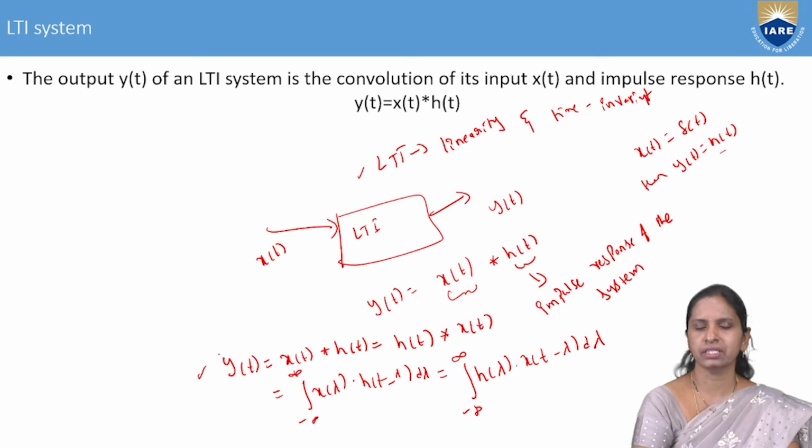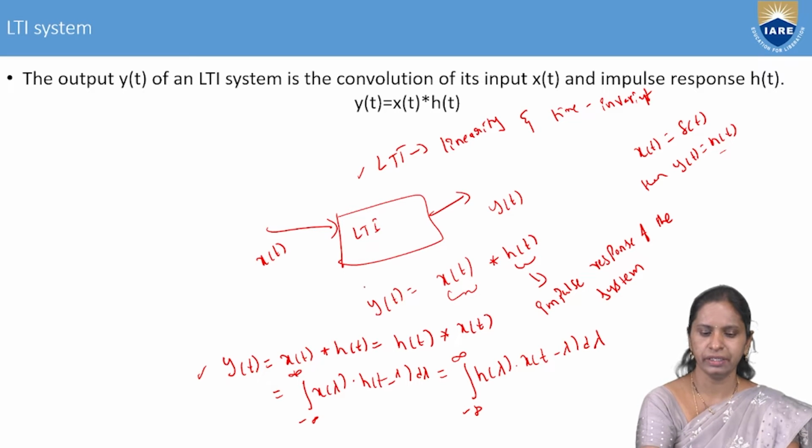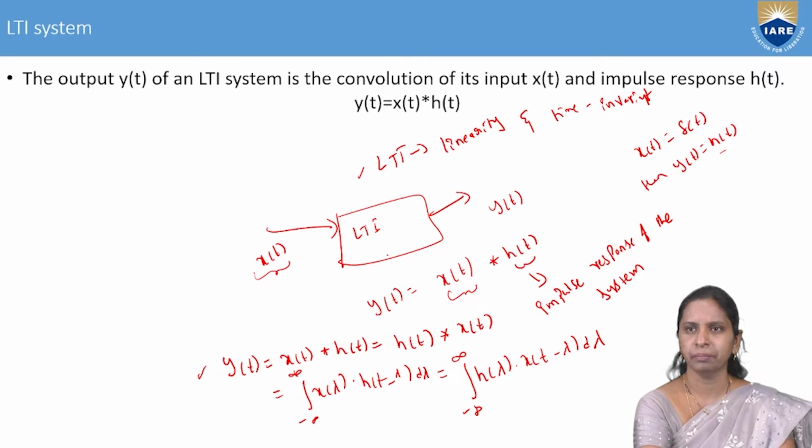So therefore, this is nothing but the response of the LTI system. The response of the LTI system can be written as the convolution of the applied input signal and the impulse response of the system h of t. Therefore, y of t is equal to x of t convolution h of t.